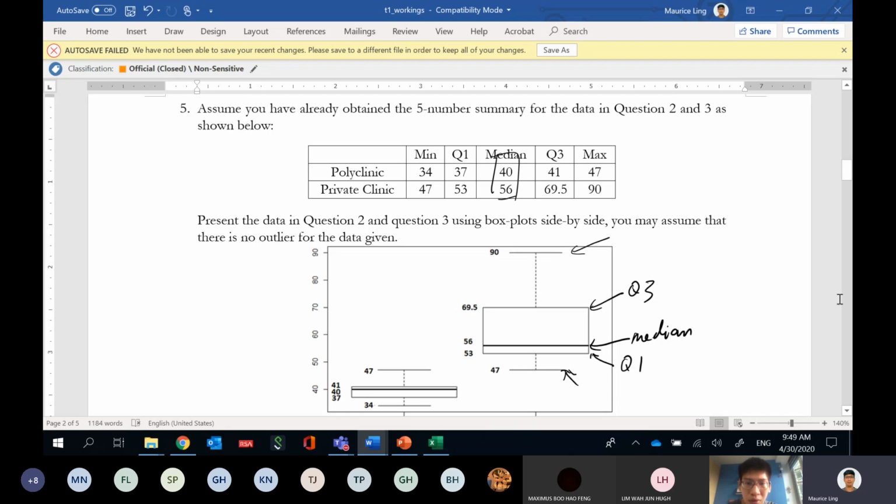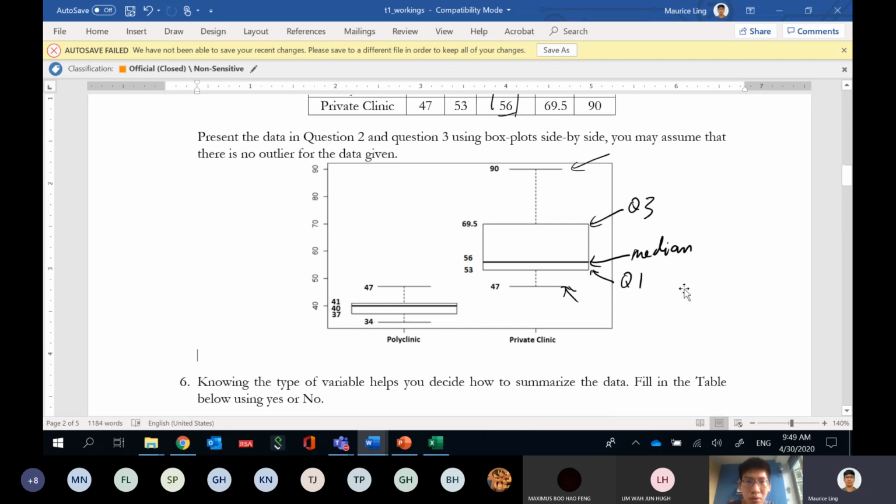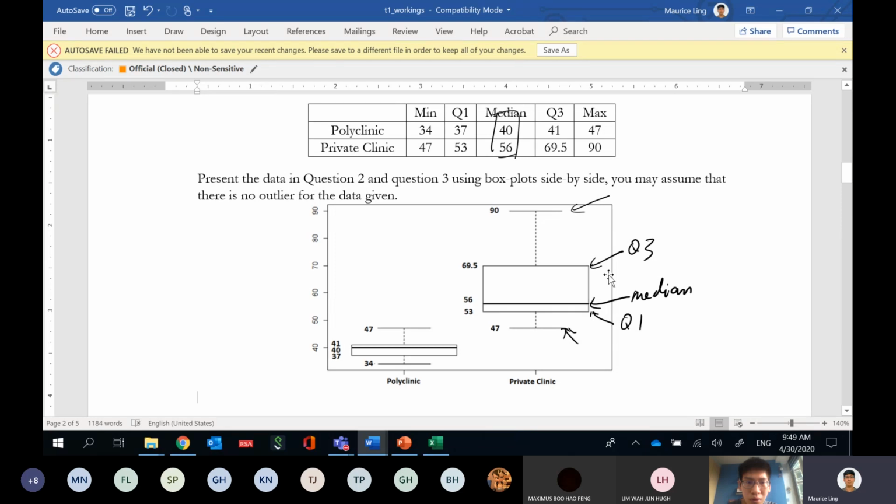Now, very often you need not draw a box plot by hand. In fact, we will use a computer to draw. But if given a box plot, you have to be able to explain what it means. In the event that you need to sketch a box plot by hand, what I only require you to do is please draw it to scale, somewhat to scale. That means the range must be proportional. So the box plot is not a problem.